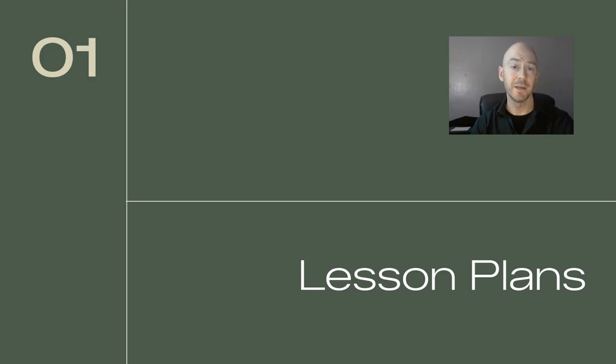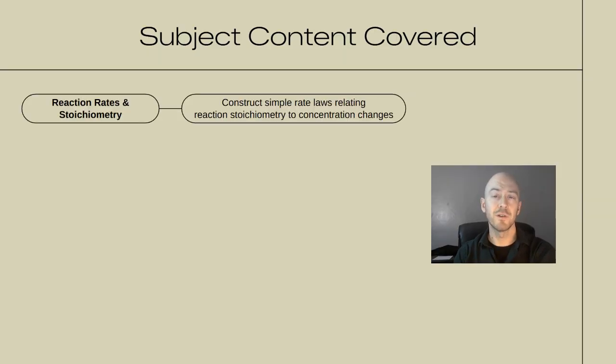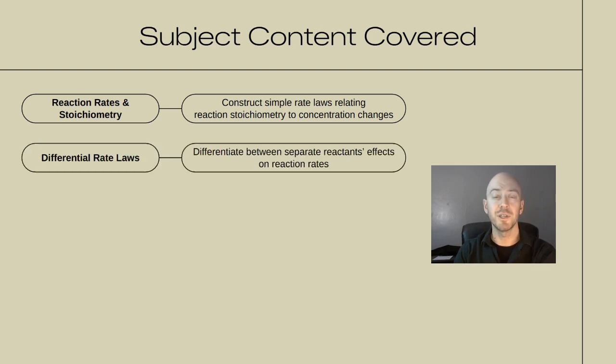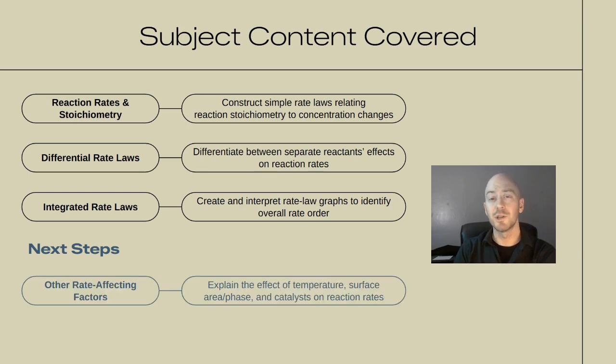First, let's go through the details of the lessons. These two lessons will focus on the early skills involving rate laws, including how to construct simple rate laws, which relate the reaction stoichiometry to the rate of change for each species in that reaction. We'll then proceed through differential rate laws, as well as the graphs of integrated rate laws. Following these early lessons, a full unit on reaction kinetics would naturally proceed through the effects of temperature, surface area, and catalyst action on reaction rates, but these two lessons are just going to focus on those early skills.